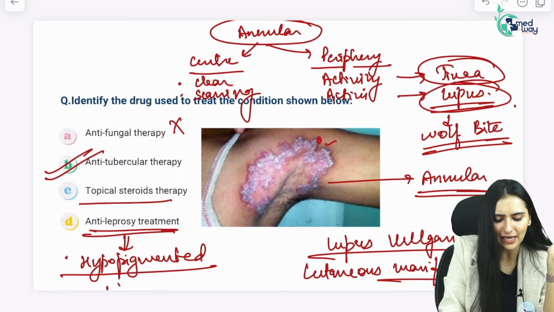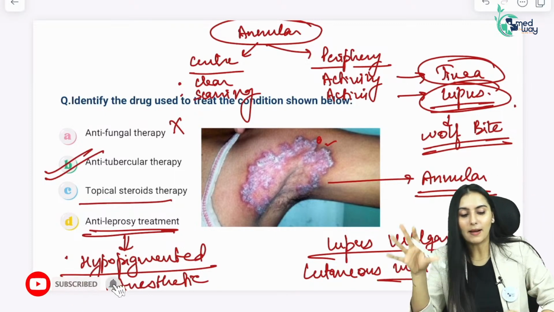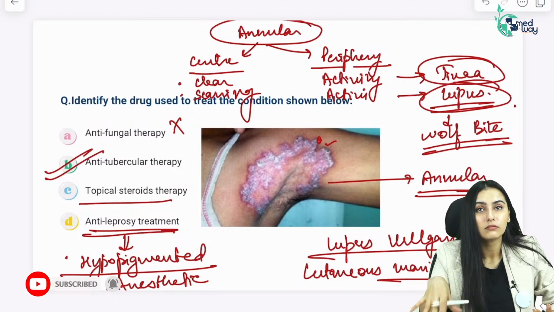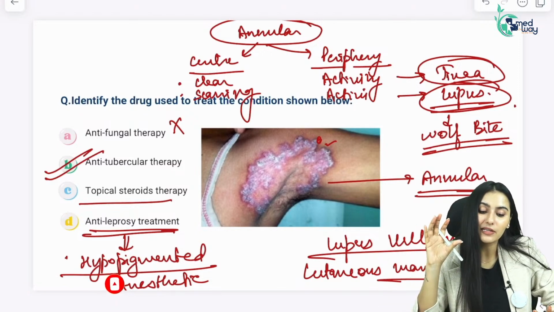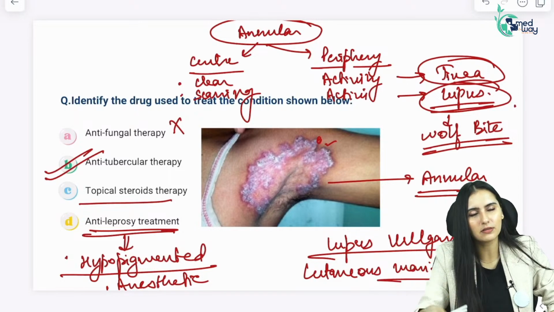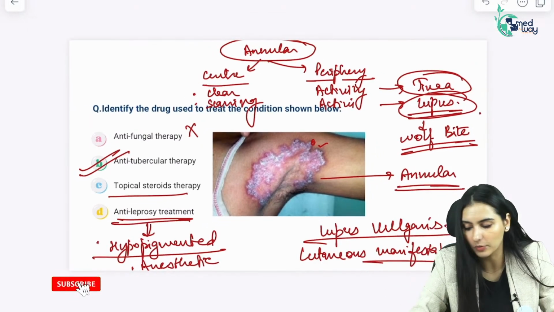And mostly it's going to be an anesthetic patch. But if you have activity in the periphery and you have scarring in the center, it is lupus. The treatment is anti-tubercular drugs.